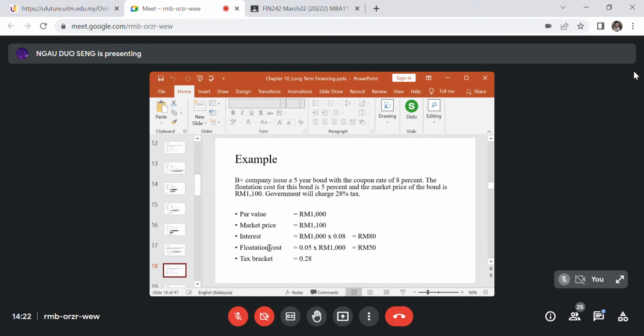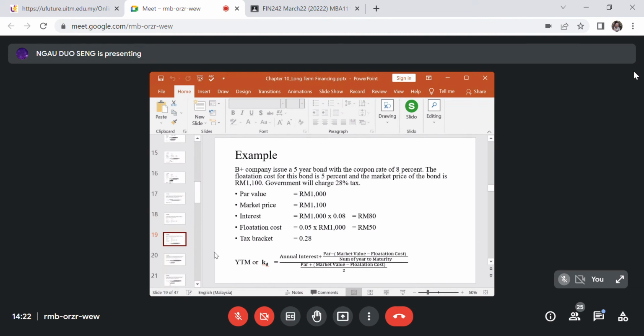All right, so we check. The par value is 1,000, market price 1,100, interest: coupon rate 8%, so we have 80. Flotation cost is 5%, so 5% multiplied by 1,000 equals 50. Then the tax rate is 28%. All right, so then you just input the information into the formula.